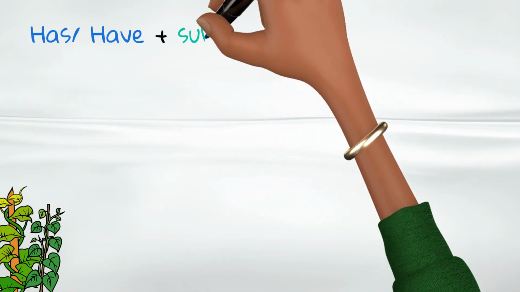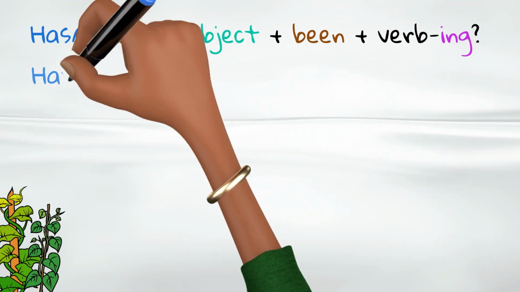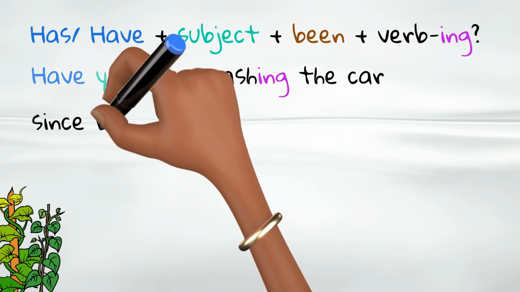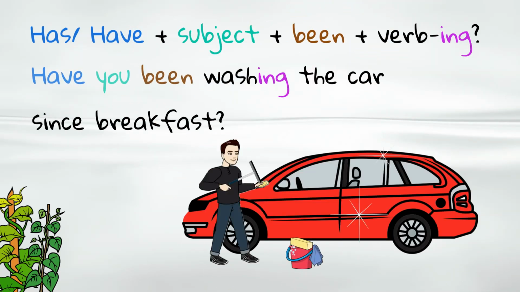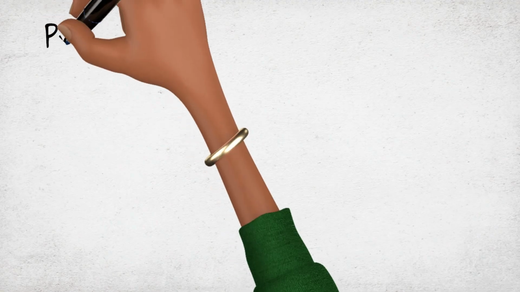And in the question form, has, have, plus subject, plus been, and verb ing. Like, have you been washing the car since breakfast? Yes, I have. But I still have a little bit of waxing to do, and it will be finished. But not yet. So quick recap.